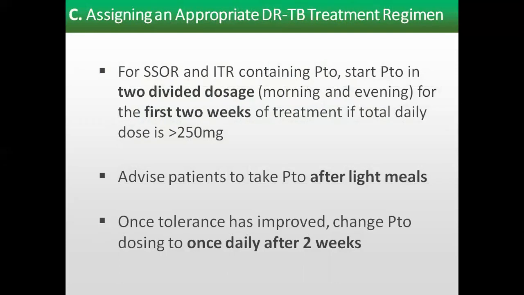So what you can do is pwedeng start mo na siya in divided dosage, morning and evening for the first 2 weeks. And then after that, if ma-tolerate niya na, pwede na siyang hindi na kailangan i-divide yung dose. And para talagang to counter the side effects, you can advise the patient to take prothionamide after a light meal lang. So, ayun na, yung sinabi ko kanina. Once tolerance has improved, you can change the prothionamide dosing to once daily after 2 weeks.